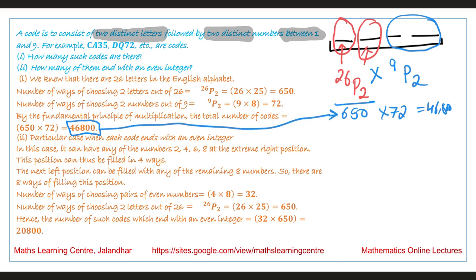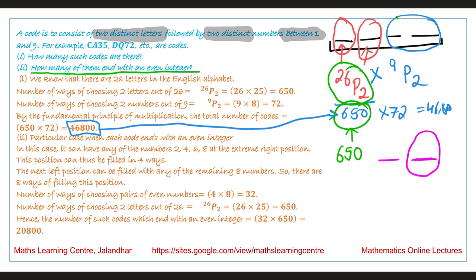Next, the second part is how many of them end with an even integer. For this case, for the first 2 letters we have 650 ways to choose. Then we are talking about the 2 digits, and the last digit is to be even. So the options we have are 2, 4, 6, 8. Out of these digits this place is to be filled, so we have 4 options.